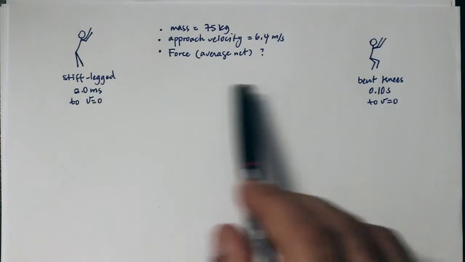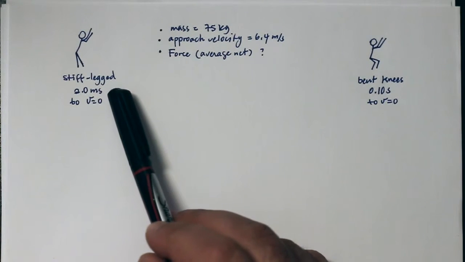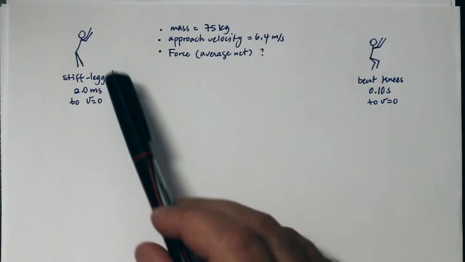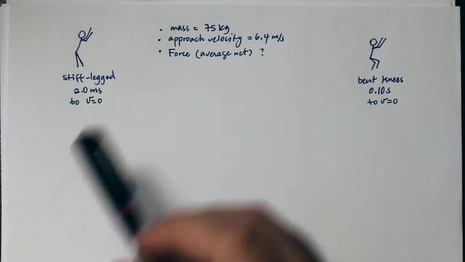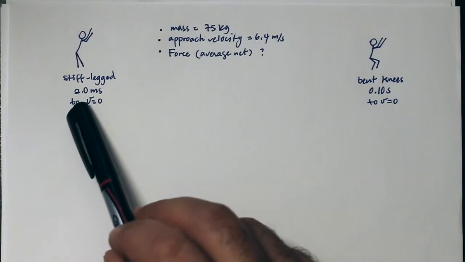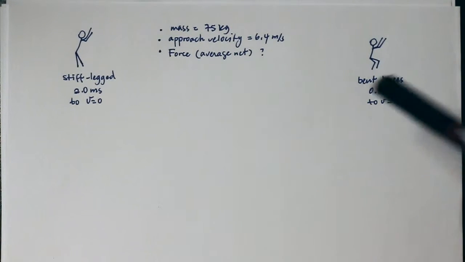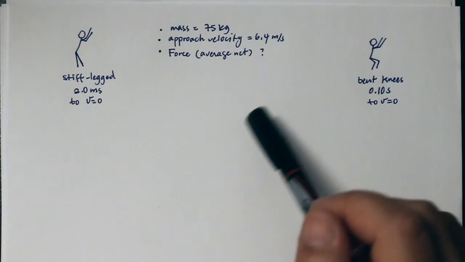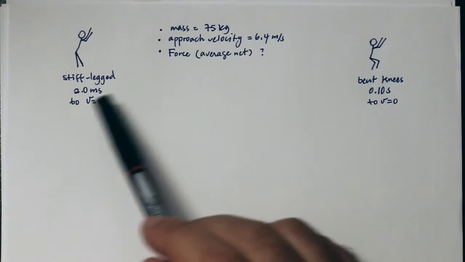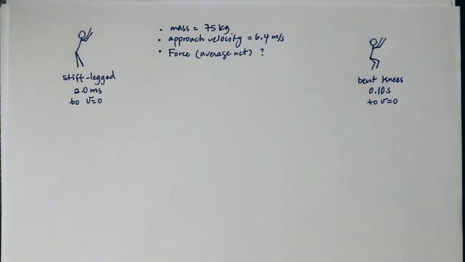Of course, the difference between the two cases is going to be the amount of time it takes for that person to come to a complete halt starting with this velocity. In the case of stiff-legged, they come to a complete halt in 2 milliseconds. In the case of bent knees, it's much longer at 100 milliseconds. So we'll find out the average force, and we'll see in which case the average force is going to be larger.